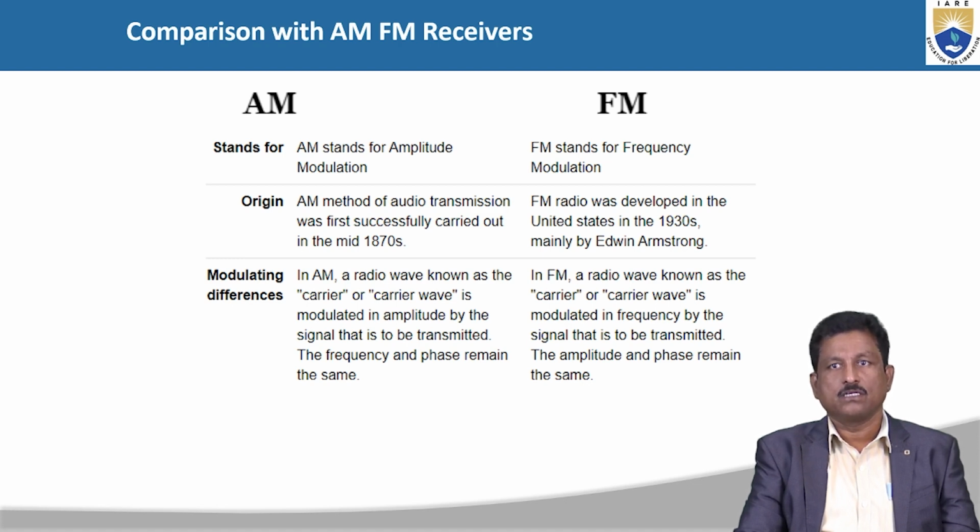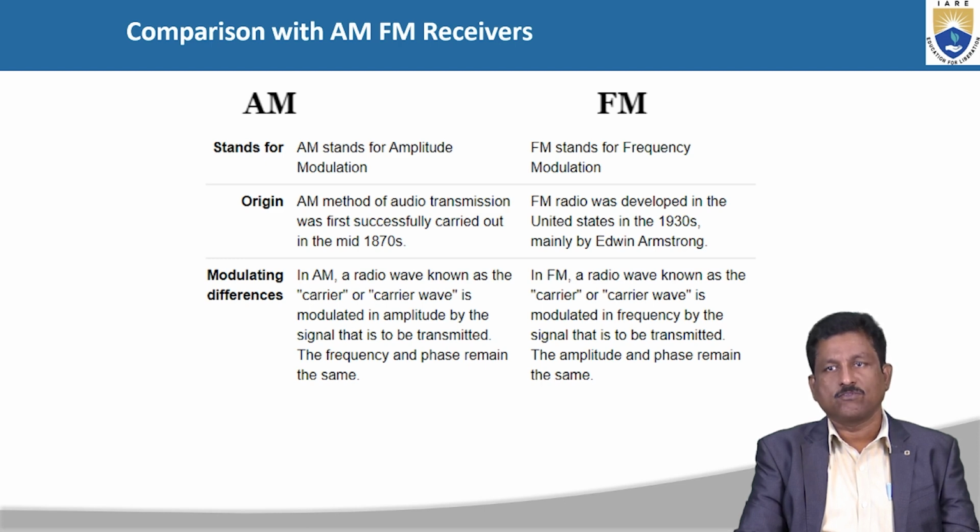Audio transmission was first successfully carried out in 1870 in the case of AM modulation. In 1930 we had FM radio receivers. Initially we take the receiver part, which is based on the modulation technique used at the transmitter side. The same demodulation technique is used: if it is AM, we have AM demodulation. If the modulation is FM, it is an FM demodulation technique.